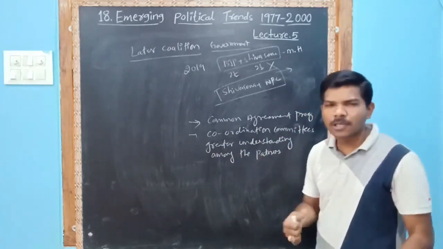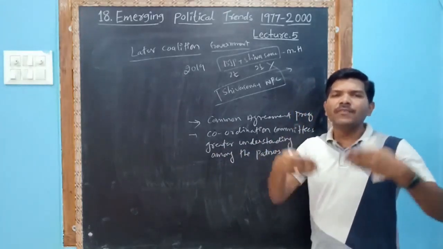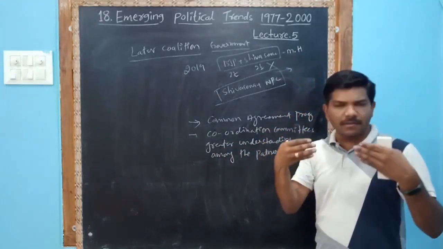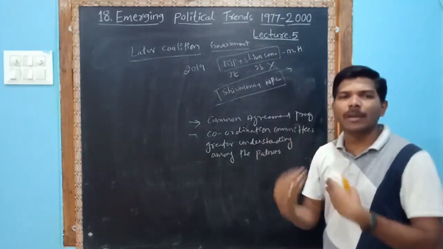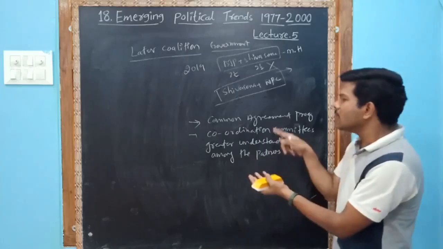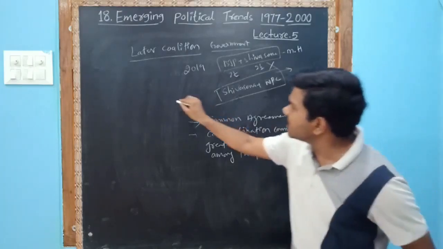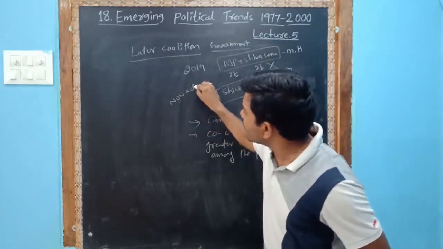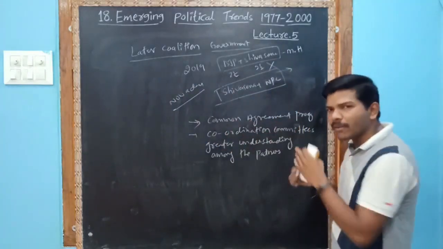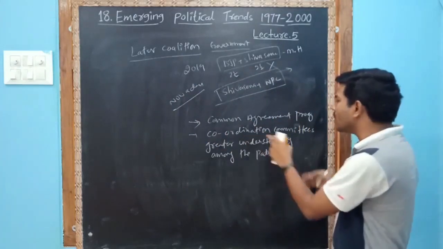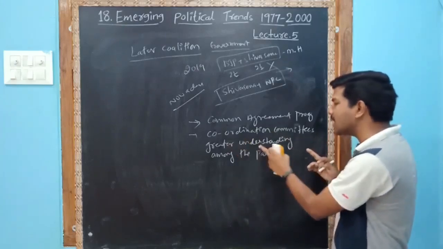Among the partners, because partnership is very important. If any one of the partners feels bad, it will lead to a divorce, or we can say the collapse of the government. So this kind of common agreement program is used. Nowadays this kind of coalition government is going on. Nowadays a common agreement program is declared, and a coordination committee is set up for greater understanding among the partners.